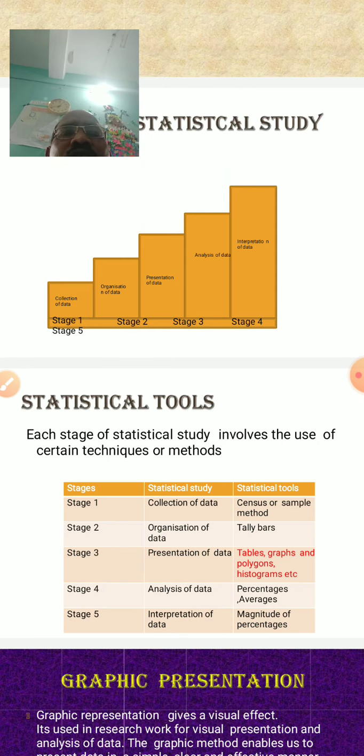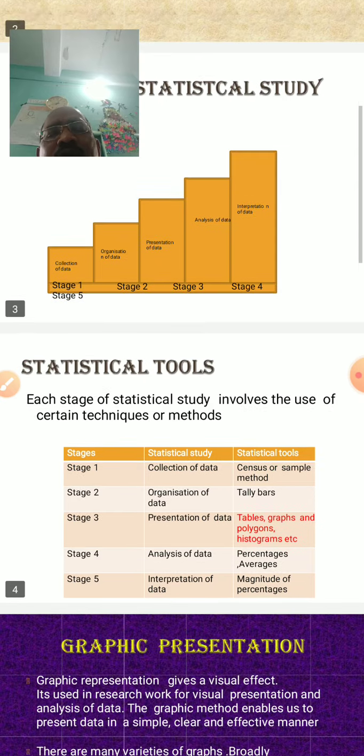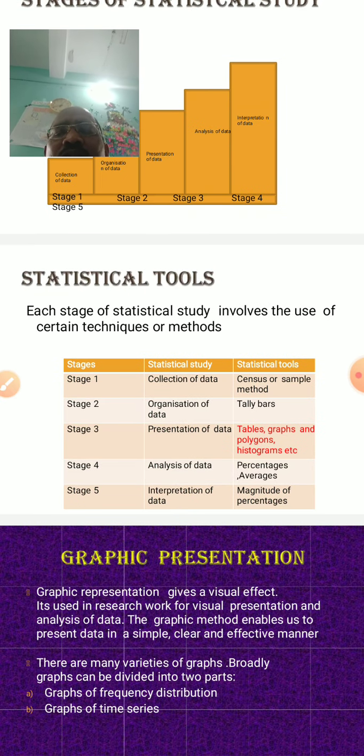Then coming to the statistical tool. Before we read the presentation of data or before we read the frequency polygons and histogram, we must know what are the statistical tools. The tools which can be used or which can measure the statistical method or statistical value is known as statistical tools. Each stage of statistical study involves the use of technique or method. Then the stages. Stage 1, the collection of data, and the statistical tools are the census or sampling methods.